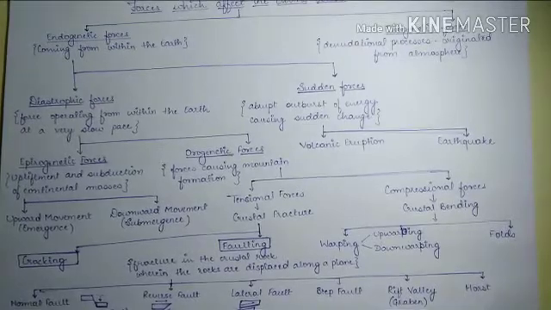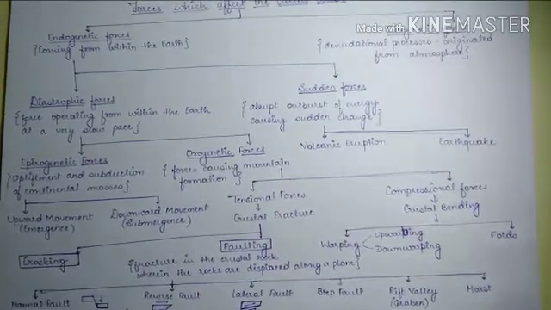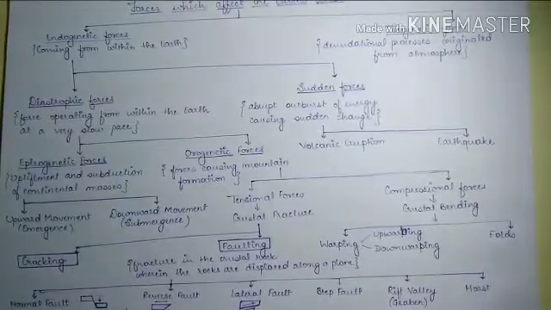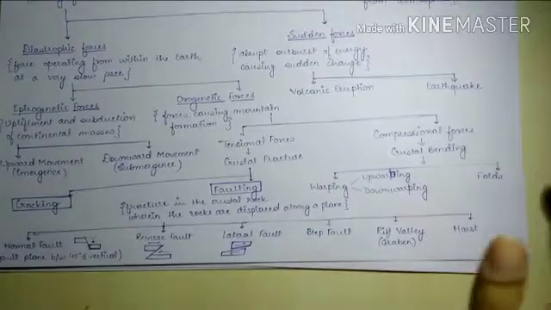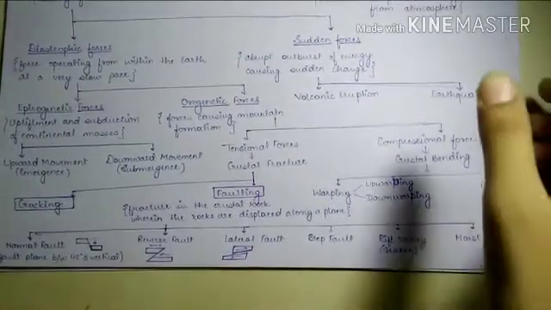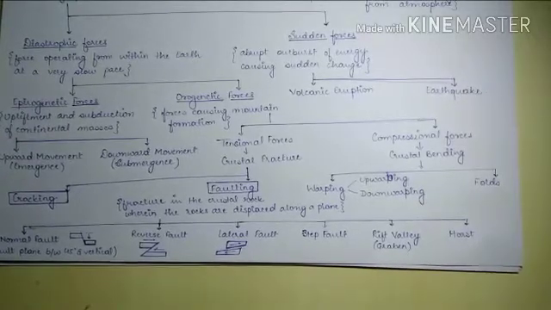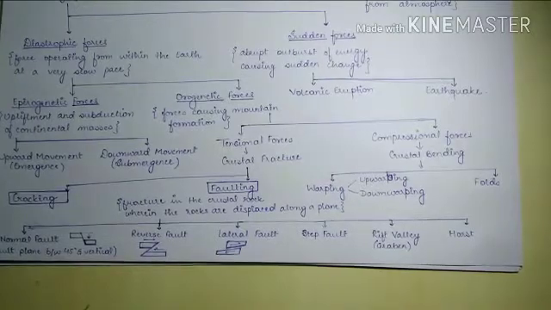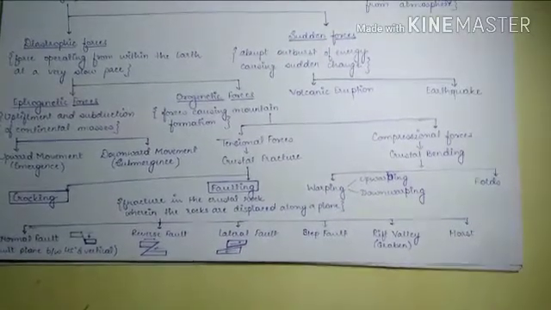So cracking is just a mere crack in the rock surface. And faulting is fracture in the crustal rock, wherein the rocks are displaced along the plane. So in faulting, there are basically six types of fault. First is normal fault.